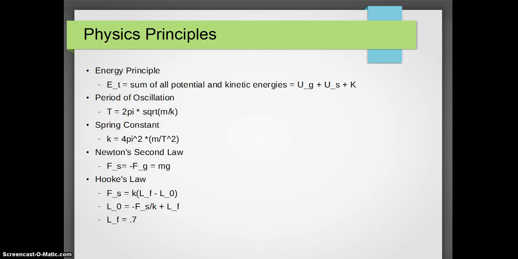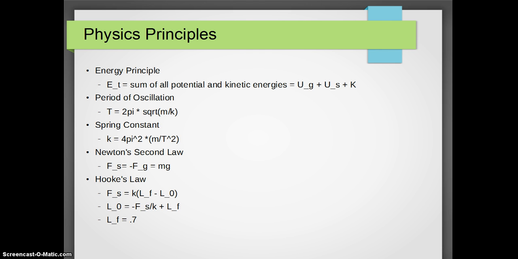Here are some of the physics principles that you will encounter during this lab. The energy principle is probably the most crucial one, the biggest reason that we're doing this lab. This principle states that the sum of all potential and kinetic energies is equal to the total energy. So in this case we have the gravitational potential energy, the spring potential energy, and the kinetic energy of the system.